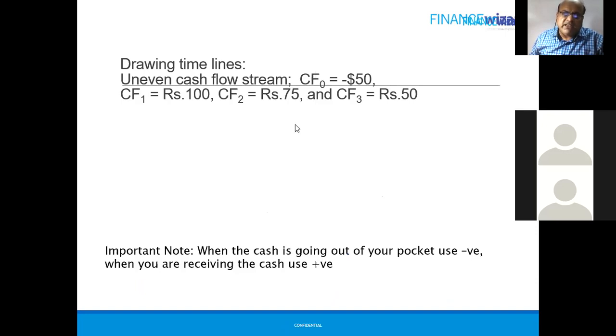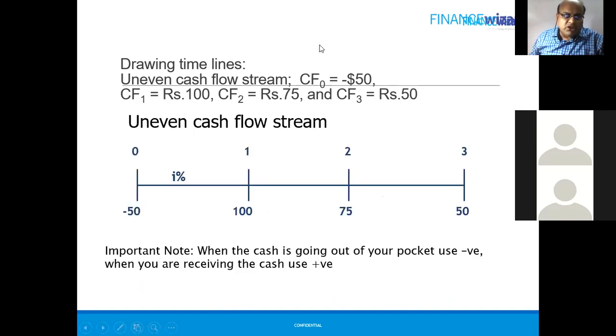Now timeline for uneven cash flow stream. Cash flow 0 is minus 50, then 100, 75, 50. Ignore the dollar sign or read it as rupees. That means at time 0, today you are spending 50 rupees. After 1 year, you are going to receive 100 rupees. After 2 years, you are going to receive 75 rupees. After 3 years, you are going to receive 50 rupees.